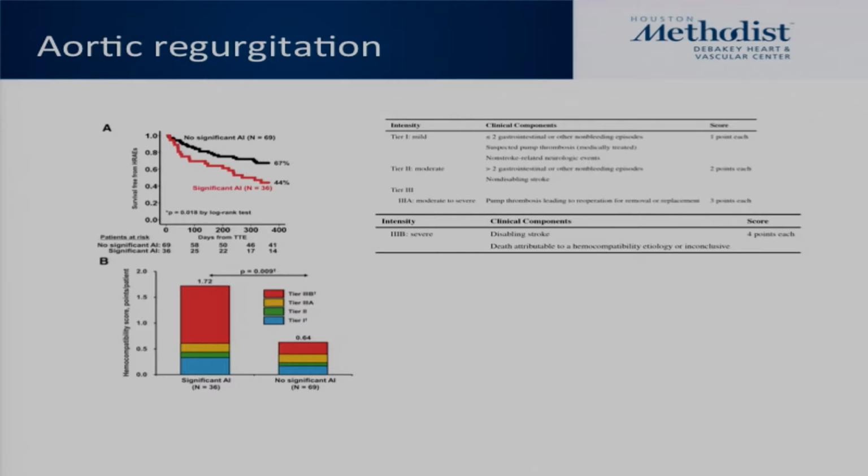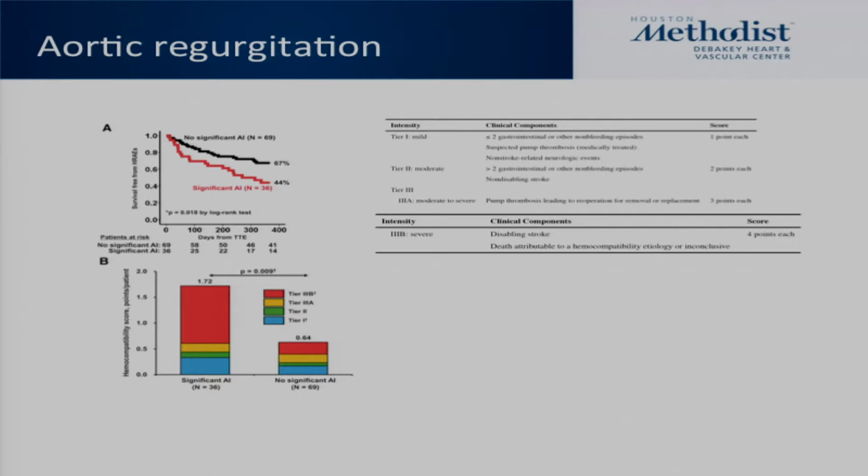So for instance, like I mentioned earlier, we now tier them into how bad the outcomes are. Tier 1 is when they have just minor non-disabling strokes or GI bleeding. Tier 2 is when they have more than 2 GI bleeds. Tier 3 is when they have pump thrombosis and disabling stroke.